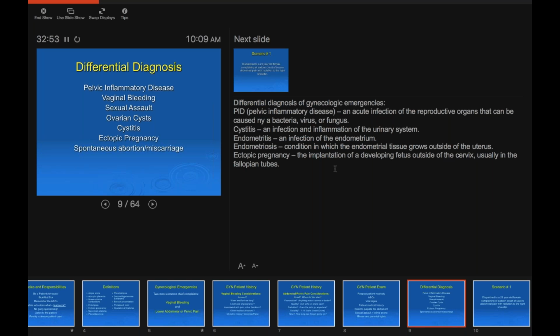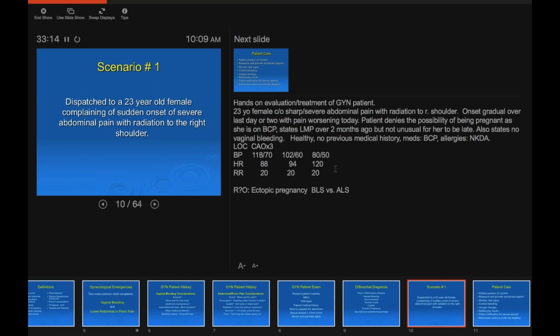So some differential diagnoses for you to look for as far as GYN stuff would be pelvic inflammatory disease, vaginal bleeding, sexual assault, ovarian cysts, cystitis, ectopic pregnancy, and spontaneous abortion and miscarriages. So we're going to get some of those. Here's scenario number one. What I want you guys to do is work together. I'm going to step aside from the camera and read you scenario number one. I want you to tell me what you think is really going on here, and we'll work through our different assessments.